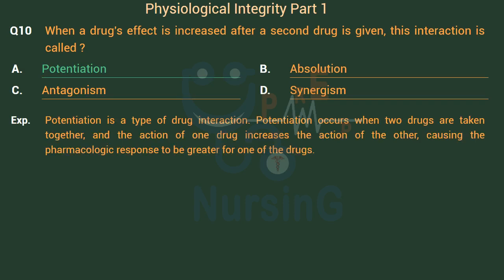Potentiation is a type of drug interaction. Potentiation occurs when two drugs are taken together, and the action of one drug increases the action of the other, causing the pharmacologic response to be greater for one of the drugs.